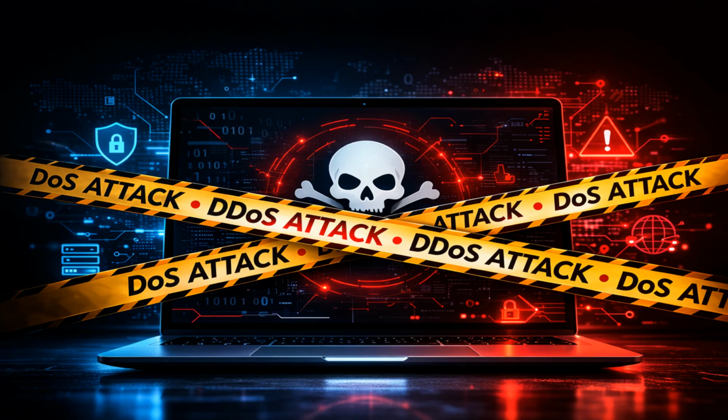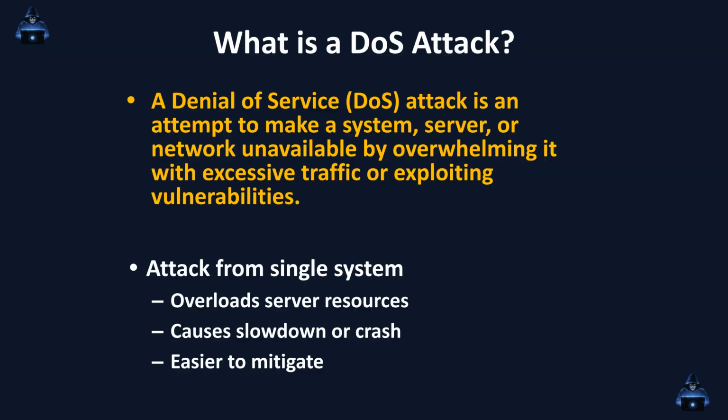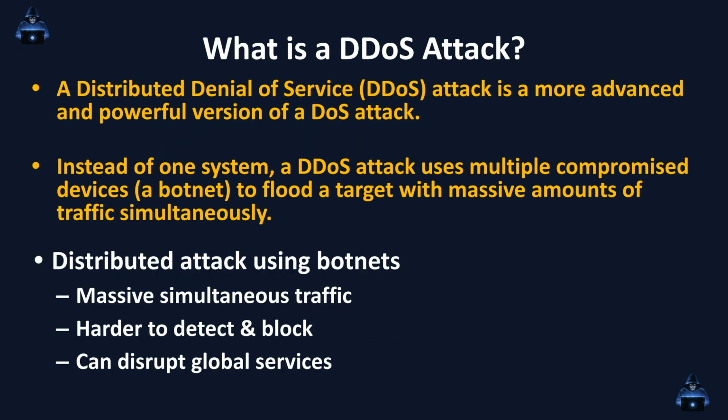DoS and DDoS attacks pose a significant threat to online services and network availability. A denial of service, or DoS, attack aims to make a system unavailable by overwhelming it with excessive traffic from a single system, causing slowdown or a crash. These are typically easier to mitigate. A distributed denial of service, or DDoS, attack is more powerful. It uses multiple compromised devices, known as a botnet, to simultaneously flood a target with massive traffic, making it much harder to detect and block.